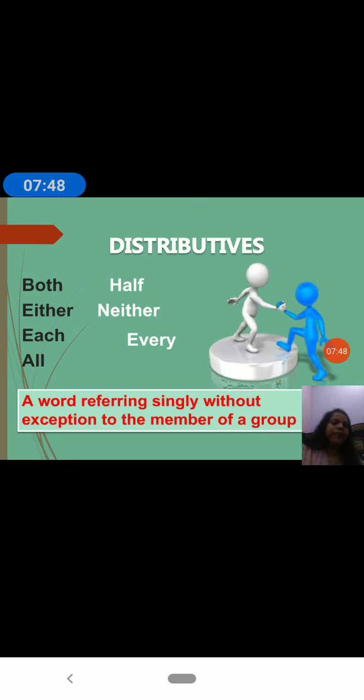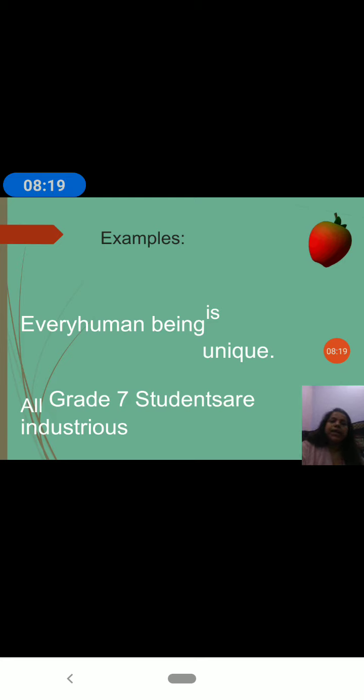Distributive: a word referring singly and without exception to the members of a group is called distributive. Both, half, either, neither, each, every, all are used as distributive determiners. For example, every human being is unique. All grade 7 students are industrious.